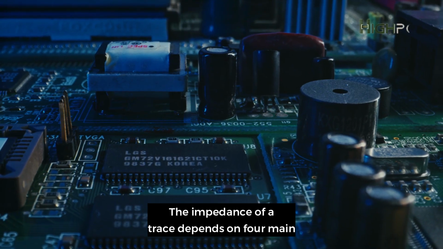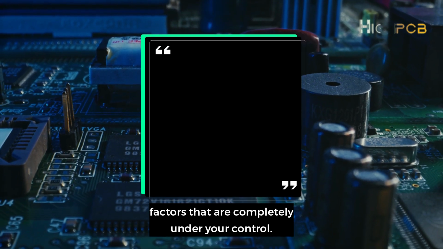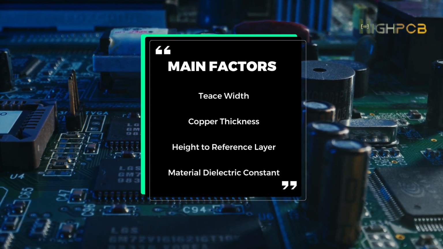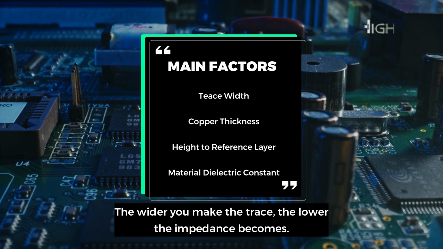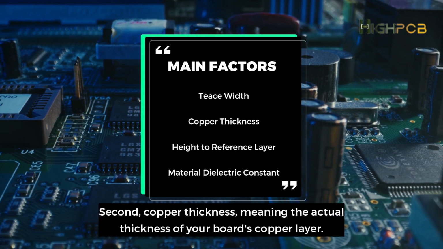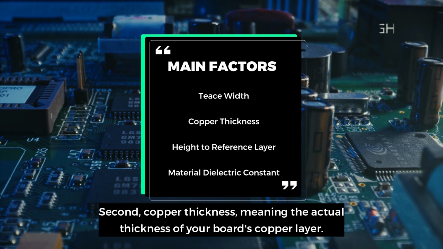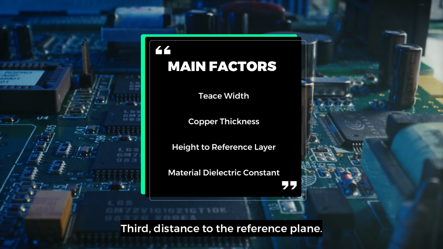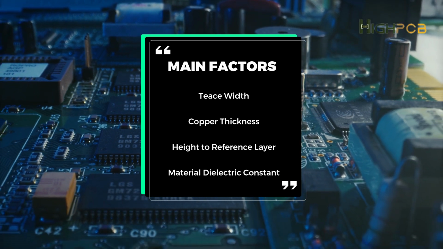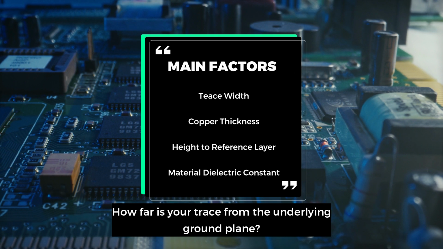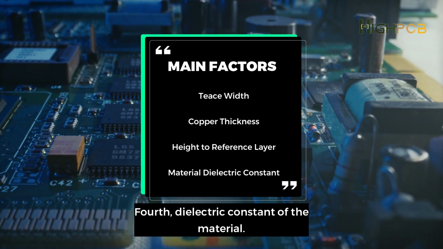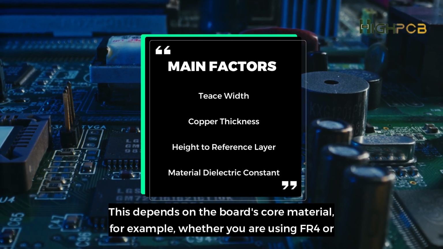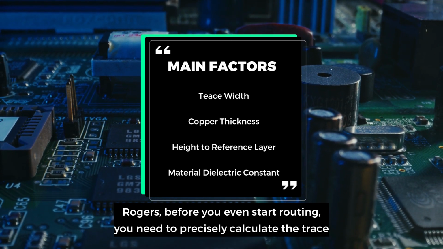The impedance of a trace depends on four main factors that are completely under your control. First, trace width. The wider you make the trace, the lower the impedance becomes. Second, copper thickness, meaning the actual thickness of your board's copper layer. Third, distance to the reference plane. How far is your trace from the underlying ground plane? Fourth, dielectric constant of the material. This depends on the board's core material. For example, whether you are using FR4 or Rogers.